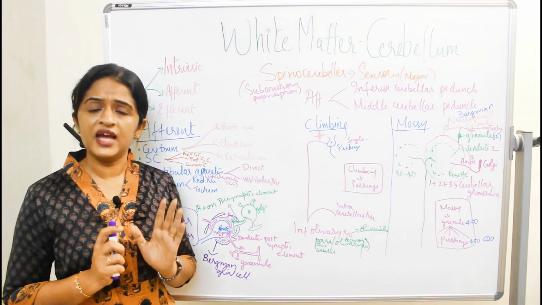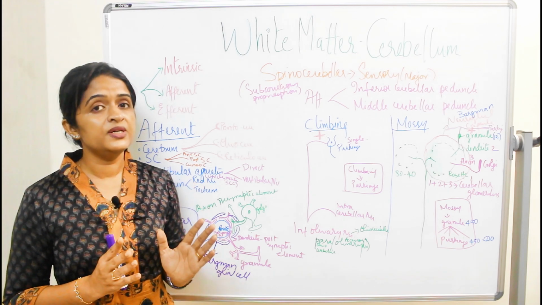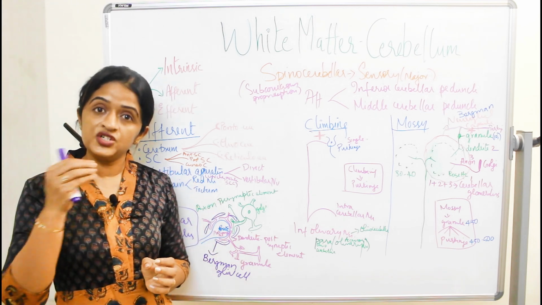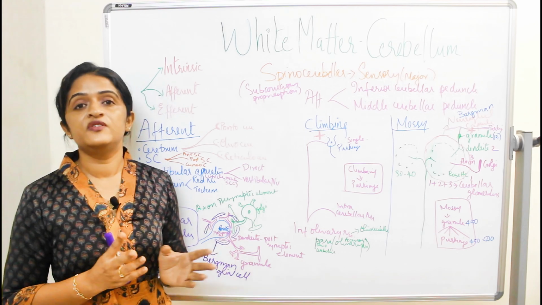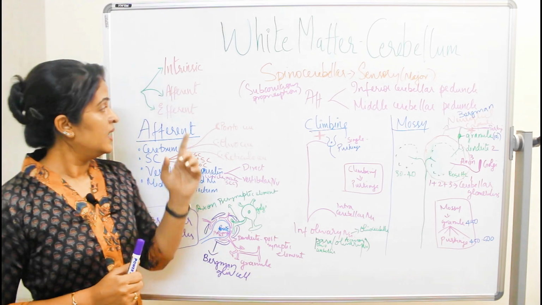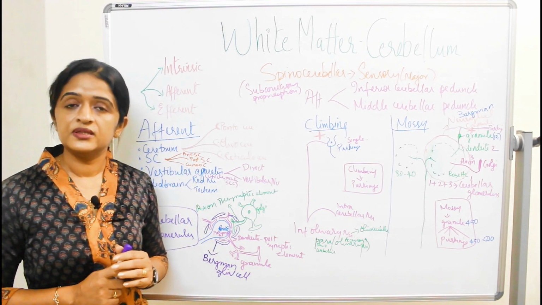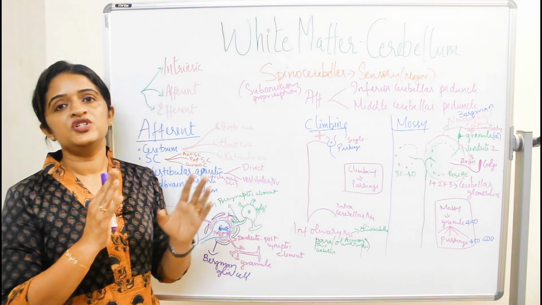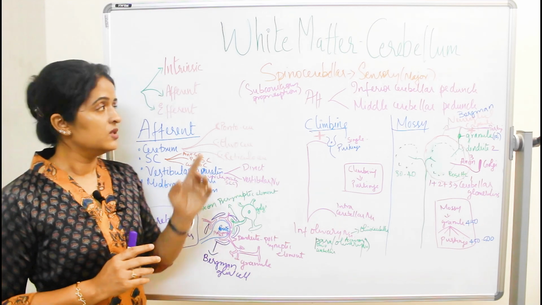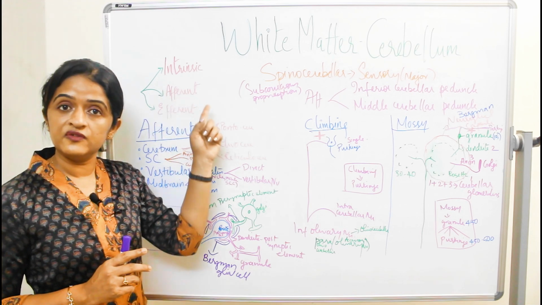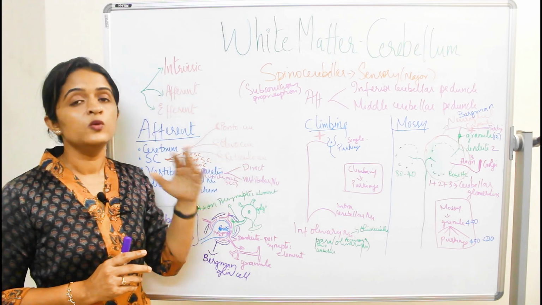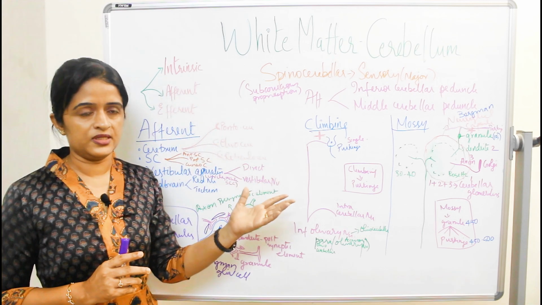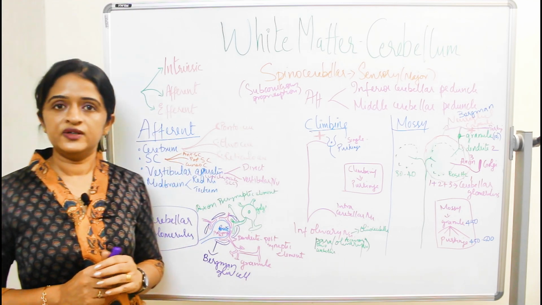So what do you mean by afferent fibers? Afferent fibers are the fibers which are reaching the cerebellum from different parts of the central nervous system. And what do you mean by efferent fibers? They are the fibers which are leaving the cerebellum and going to different parts of the central nervous system. So afferent and efferent fibers connect the cerebellum with different parts of the central nervous system. So let's see the afferent fibers.